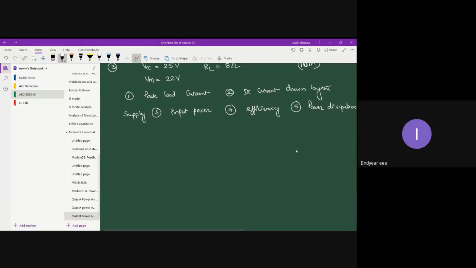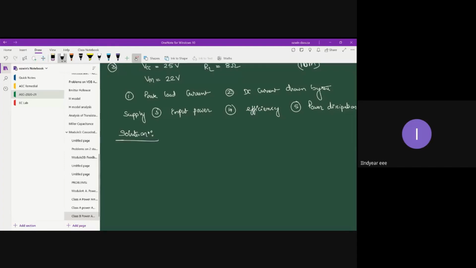Fine. So this is the given problem, which says that the power supply voltage is 25 volt and the circuit is giving a peak voltage of 22 volts. Okay, and the connected load is 8 ohm resistive load, and you are supposed to find out peak load current. Peak load current is nothing but the maximum load current, and followed by the DC current drawn by the supply, input power, efficiency, and then finally power dissipation. All right, fine. So let us solve this problem.